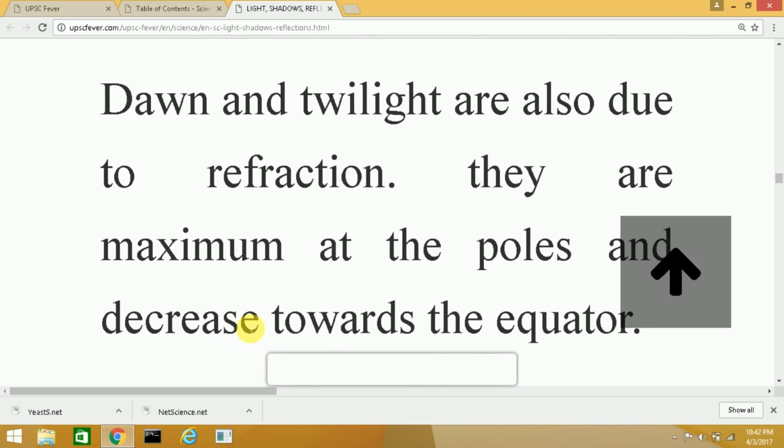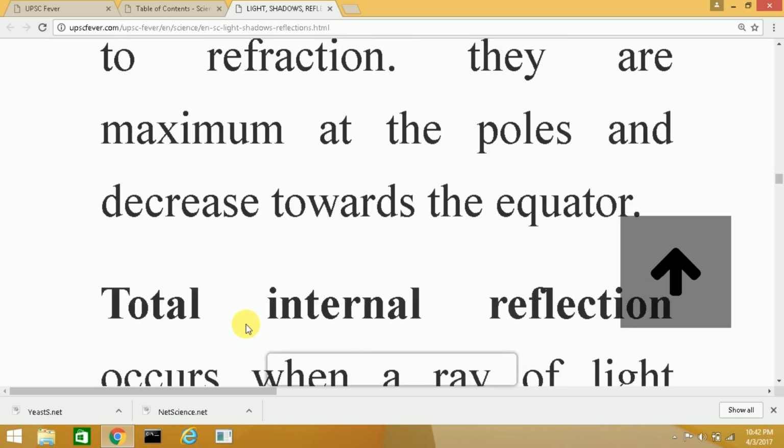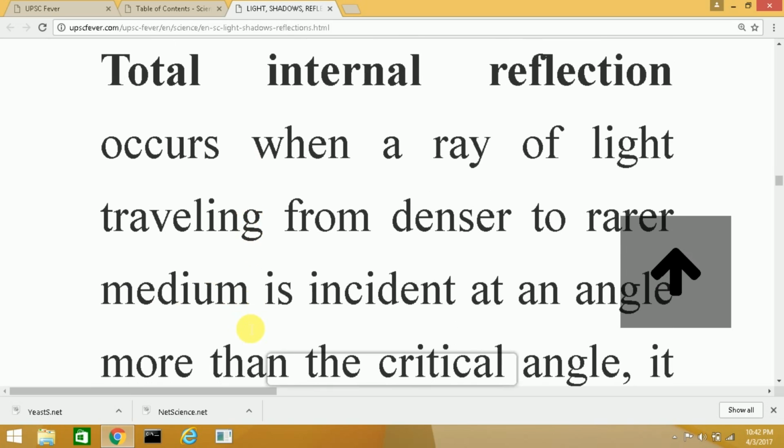The next phenomenon is total internal reflection. This occurs when a ray of light travels from a denser to a rarer medium. A denser medium is a thicker medium, highly viscous, whereas a rarer medium is less dense or less viscous. And so when a ray of light passes from a denser to a rarer medium and is incident at an angle of more than the critical angle, then it is reflected inside and no refraction takes place.